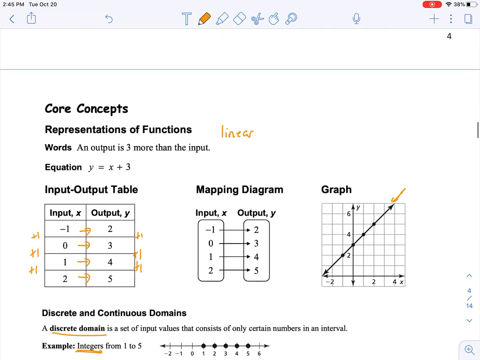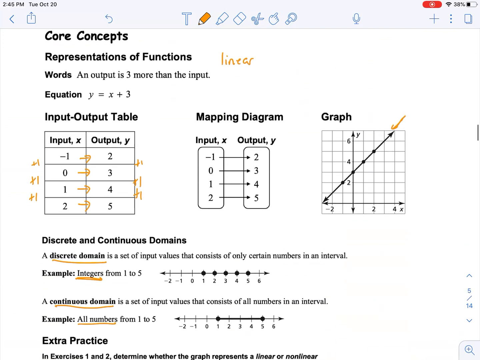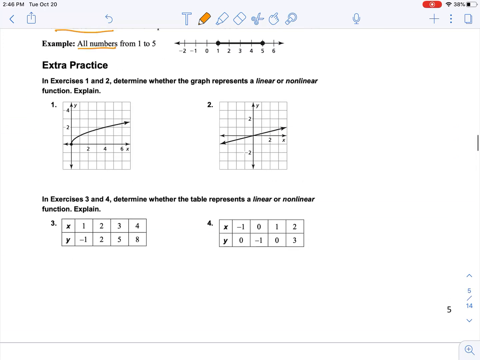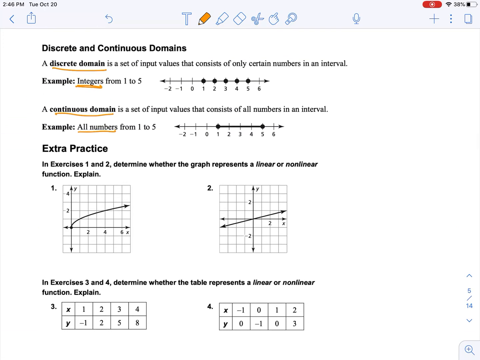So in reality, there wasn't a whole lot to these notes whatsoever, because this is going to be our independent practice. So we're going to look at a graph, and we're going to determine, is it linear or non-linear? Basically, does it form a straight line or not? A straight line means it has a constant rate of change.